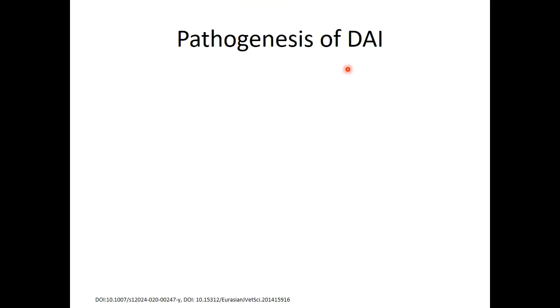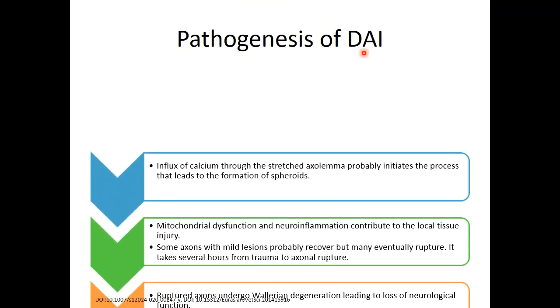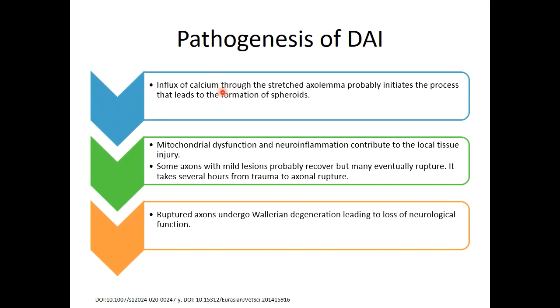Now, what is the pathogenesis of diffuse axonal injury? There is influx of calcium through the stretched axolemma, which probably initiates the process and leads to the formation of these spheroids. Mitochondrial dysfunction and neuroinflammation contribute to the local tissue injury. Some axons with mild lesions probably recover, while many eventually rupture. Ruptured axons undergo characteristic Wallerian degeneration, leading to the loss of neurological function.